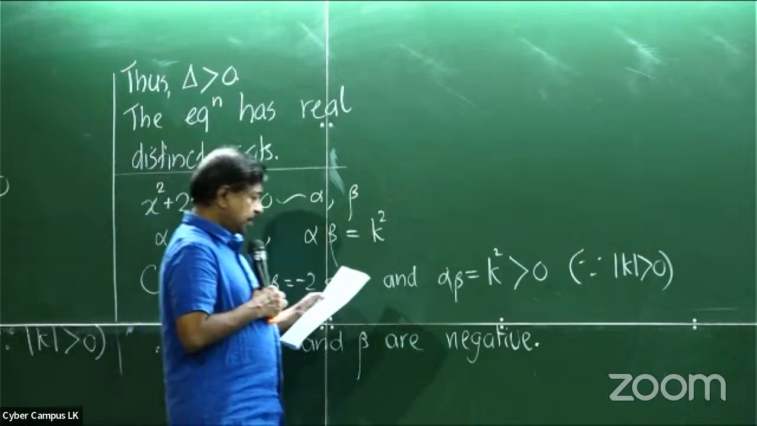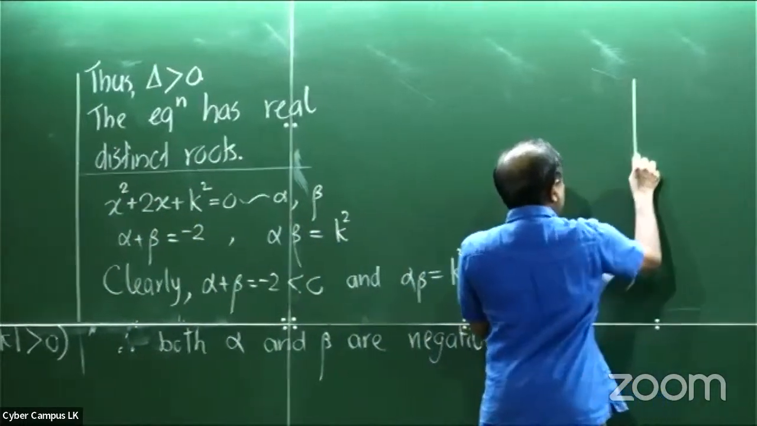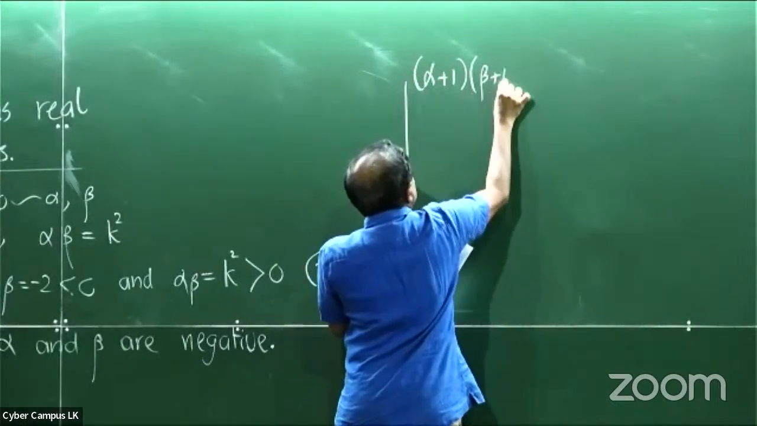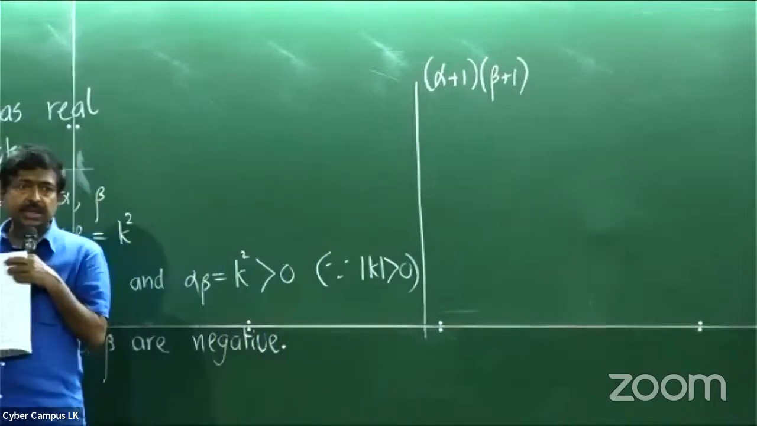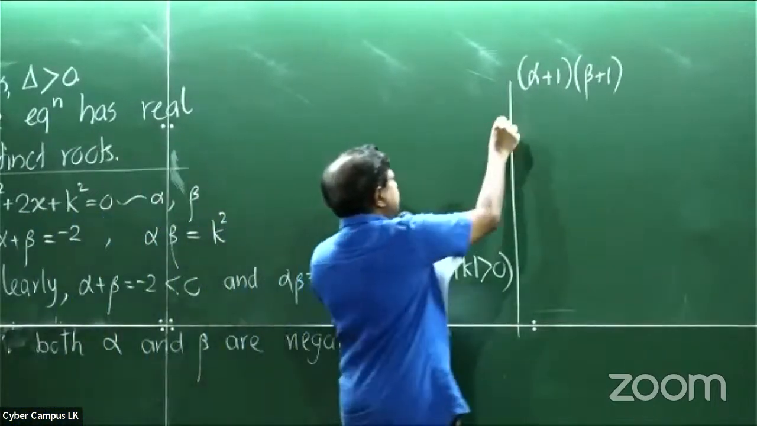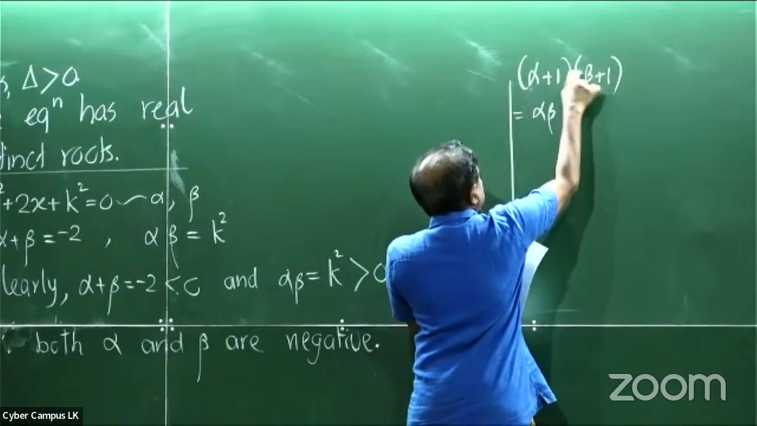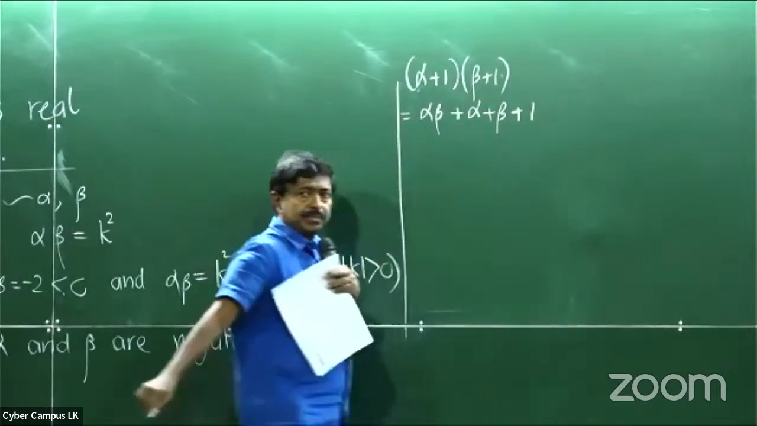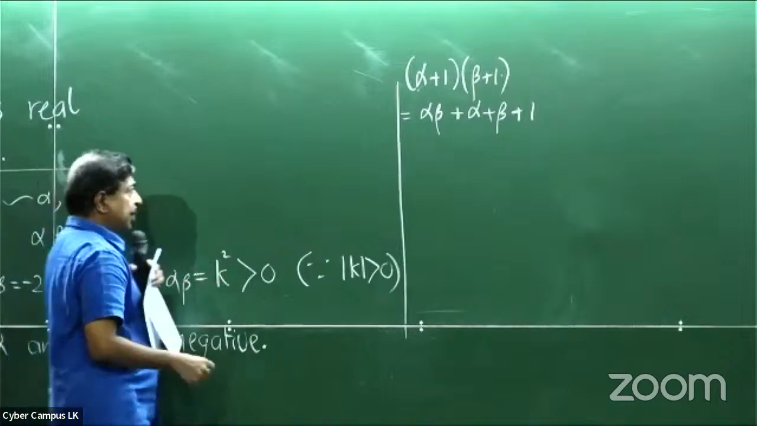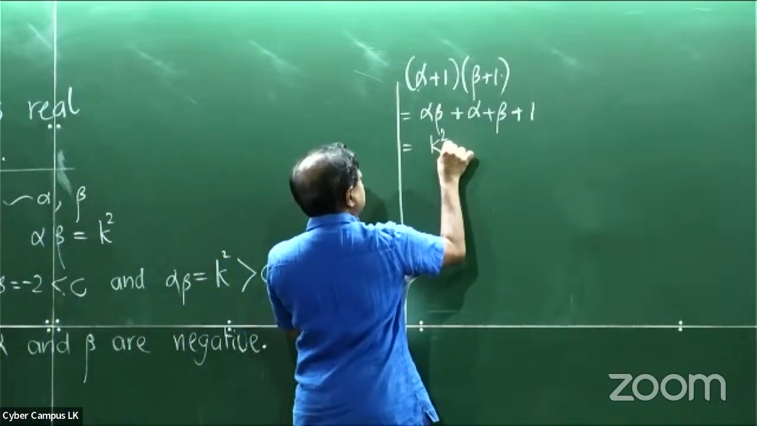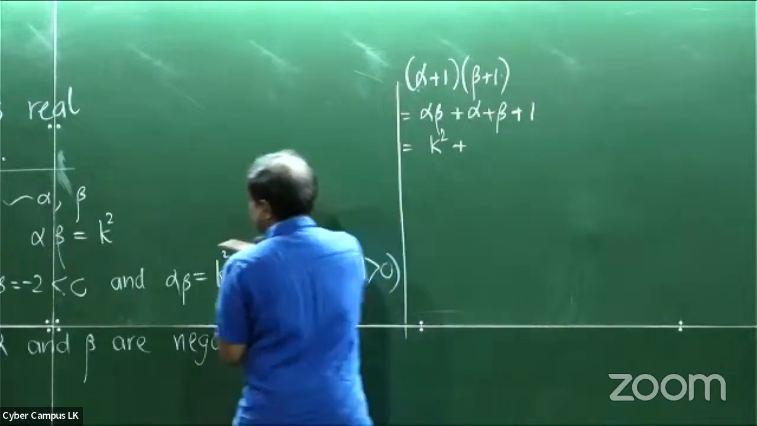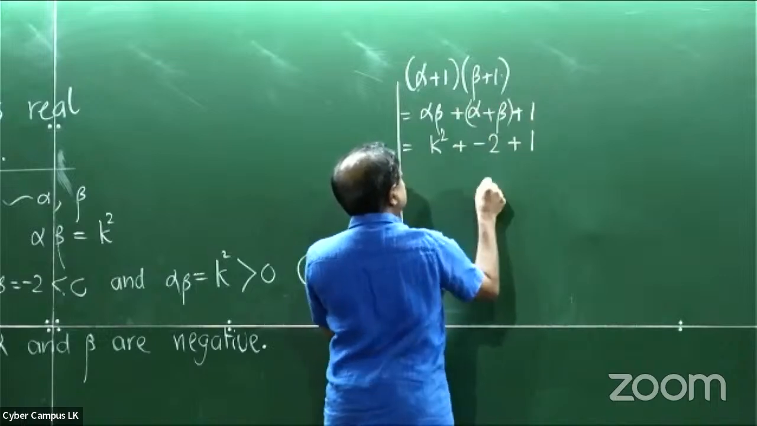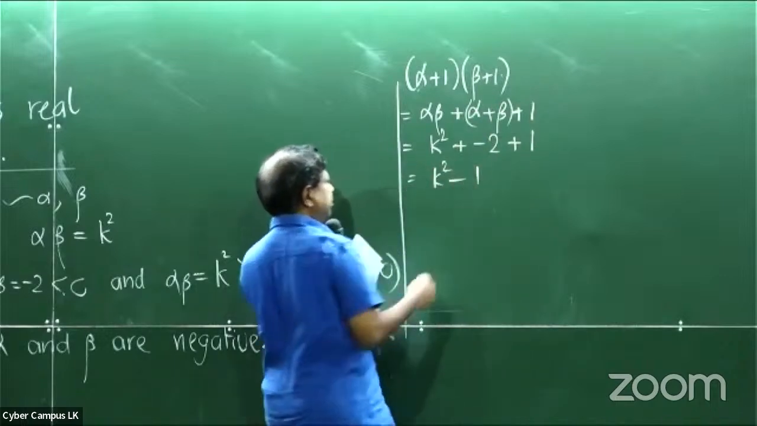After that, we need to show that alpha plus 1 times beta plus 1 is less than 0. We need to come up with an expression for this. So we'll expand: alpha beta, then alpha times 1 is alpha, plus beta, plus 1. Here alpha beta is k squared, alpha plus beta is minus 2, plus 1, which is k squared minus 1.